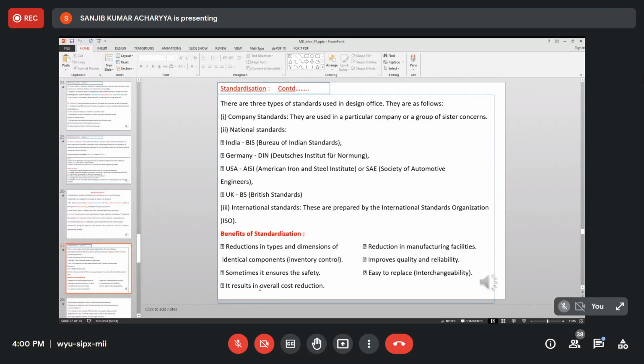Categories of standard may be company standard, national standard, and international standard. Company standards are generally the poorest quality of standard. Then national standard, then international standard. Benefits of standardization are huge. It is given here. Reduction in types and dimensions. Sometimes it can ensure safety. It results in overall cost reduction. Reduction in manufacturing facilities improves quality and reliability. Easy to replace. Interchangeability is also important.